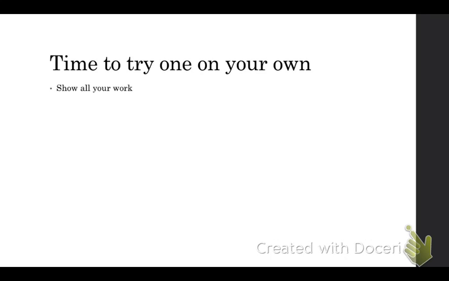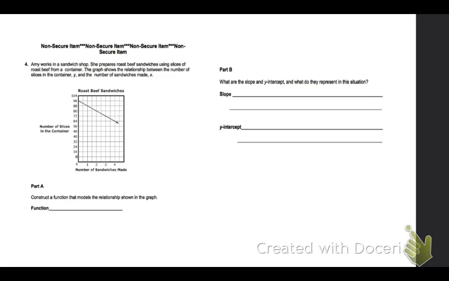It's time to try one on your own. Okay, so blow this up a little bit while I read it to you here. Amy works in a sandwich shop. She prepares roast beef sandwiches using slices of roast beef from a container. The graph shows the relationship between the number of slices in the container, Y, you can even read that yourself on the axis, and the number of sandwiches made, X. So construct a function similar to that equation. Fancier way to write that. And again, you're talking about the slope and the y-intercept.